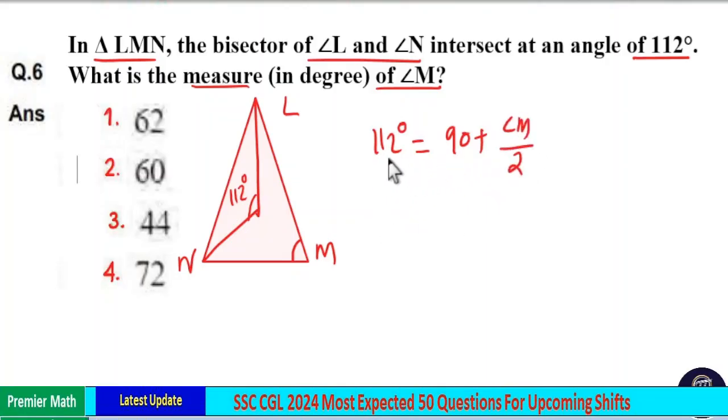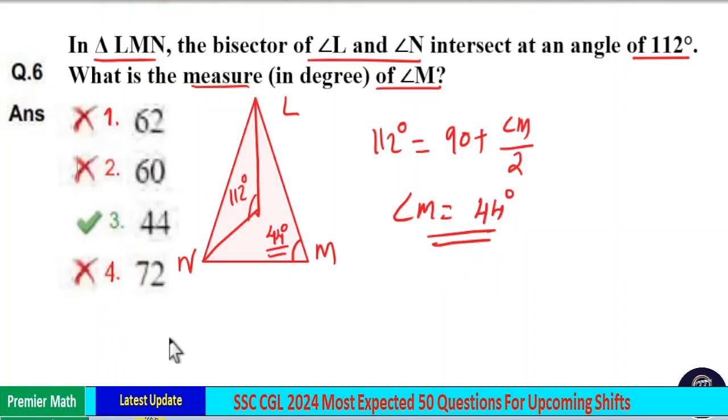Which means the difference between 112 and 90 is 22 degrees. Then angle M is equal to 2 into 22, which is 44 degrees. So this is 44 degrees. Now your answer is option 3. Here you can do this question in a different method as well.